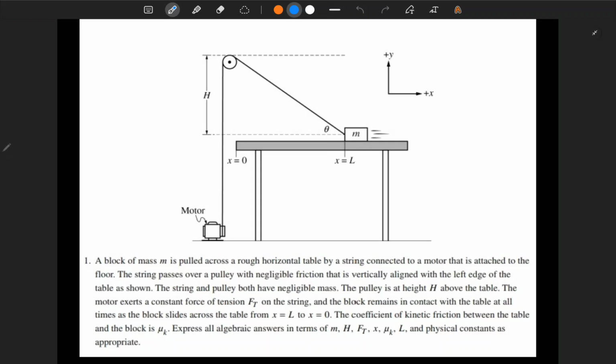The motor exerts a constant force of tension F_t on the string, and the block remains in contact with the table at all times as the block slides across the table from x equals L to x equals 0. The coefficient of kinetic friction between the table and the block is mu sub k. Express all algebraic answers in terms of m, h, F_t, x, mu_k, L, and physical constants as appropriate.